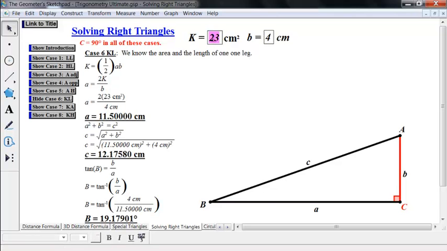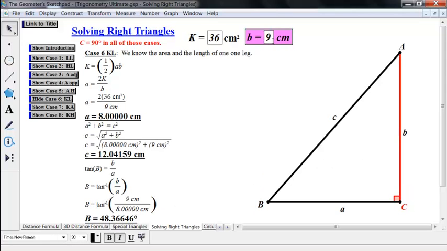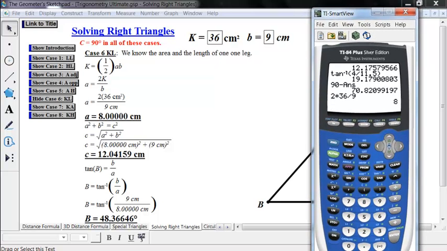Okay, so I believe we said the area was 36 and the side was 9, and so that looks like this. And so we see the area is 1/2 A times B, multiply by 2 and divide by B. We get A is 2K over B, so that is 2 times 36 divided by 9, and that gives us 8 for the other side A. Then we can use the Pythagorean theorem to find C. A squared plus B squared equals C squared, so C is the square root of A squared plus B squared.